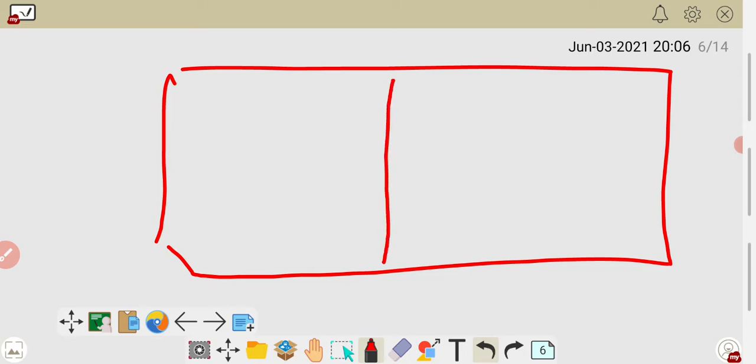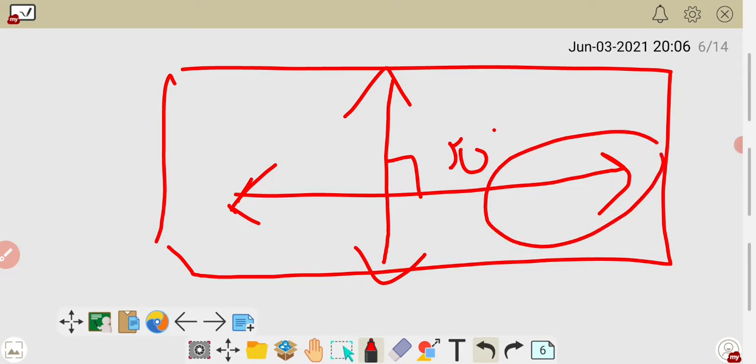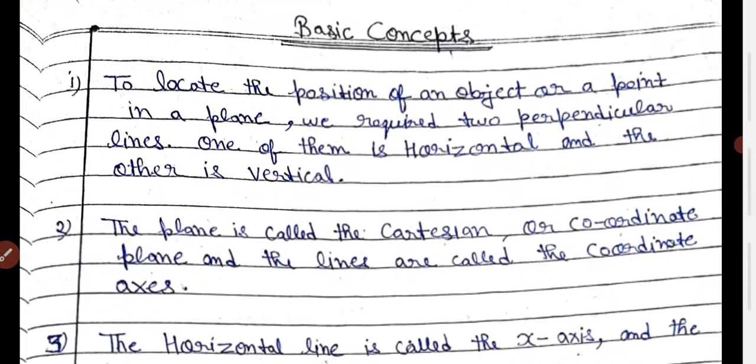So this is a required plane as I draw here, and two perpendicular lines are there. Perpendicular means they always make a 90-degree angle. So you need two perpendicular lines. The first one is known as the horizontal line, the second one is known as the vertical line. The plane is called the Cartesian plane.